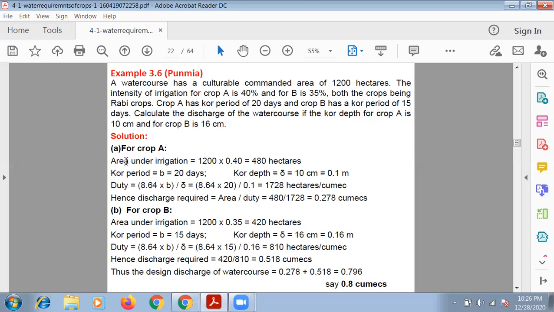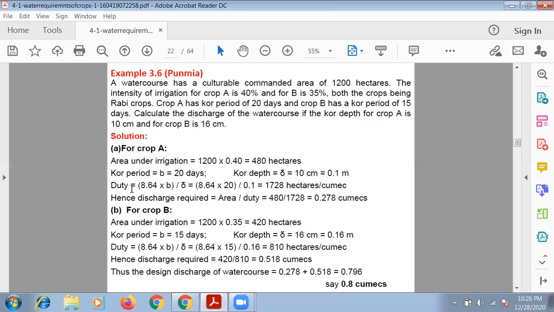For crop A, calculate first, write all the data given. There is area under irrigation. So for crop A, the area under irrigation is 40%. Okay, so it is 1200 into 0.4, it is 480 hectares. Then the core period for crop A is 20 days, and the core depth for crop A is 10 centimeters. So 10 centimeters is nothing but 0.1 meter.